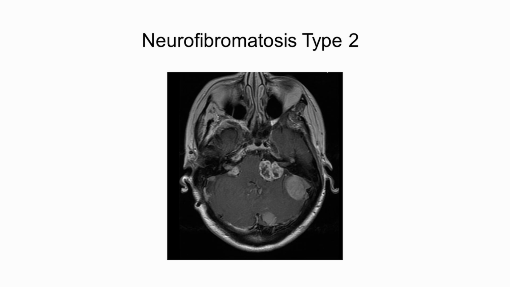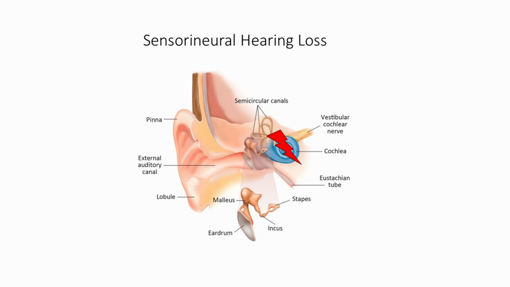So the problem in NF2 isn't with the sound getting from the outside world to the inner ear. The problem lies with the inner ear itself. And you can see here a typical example of somebody with NF2 with bilateral vestibular schwannomas that will have inevitably caused some degree of hearing loss. So with NF2, the problem either lies with the cochlea itself, or it lies with the vestibular cochlear nerve.